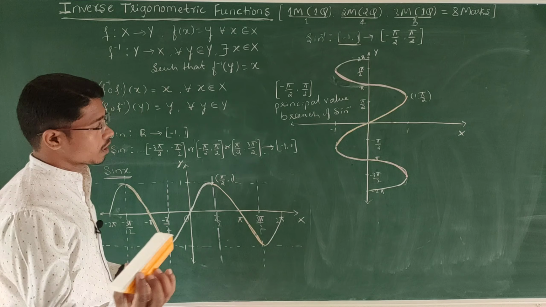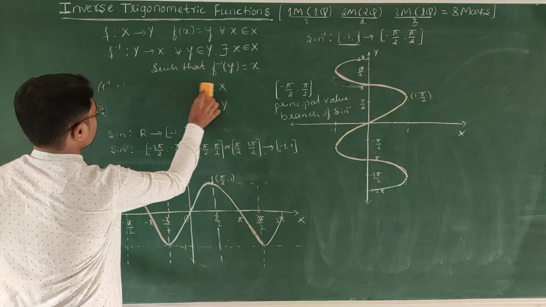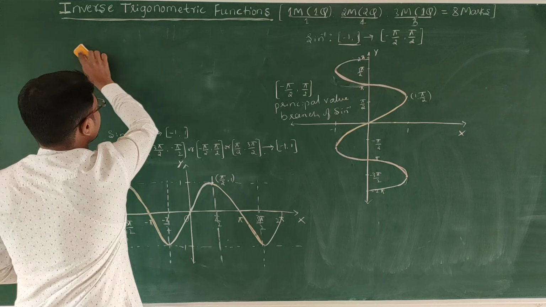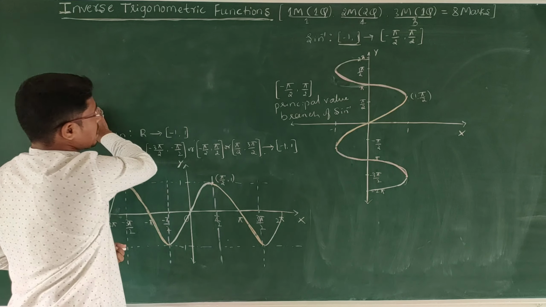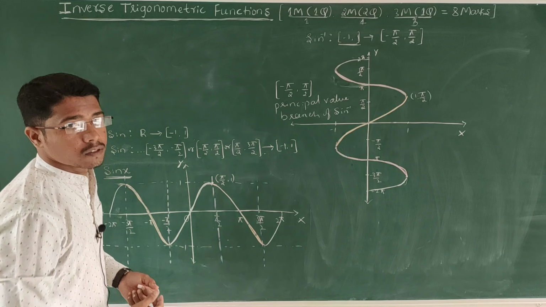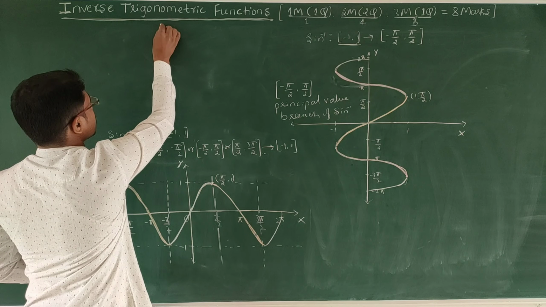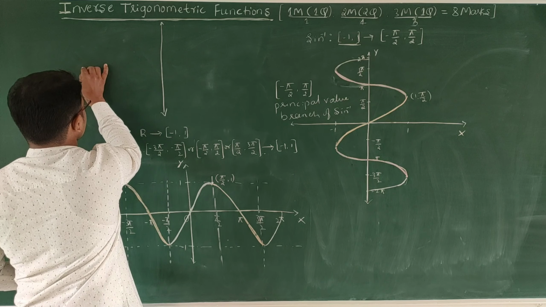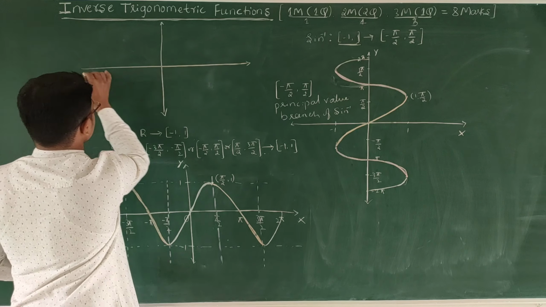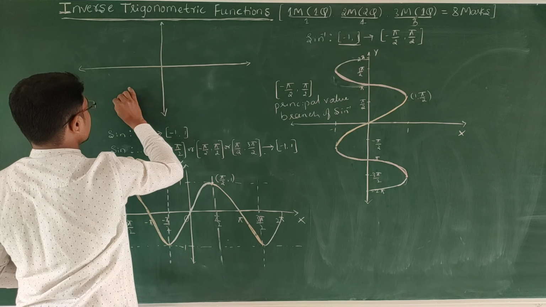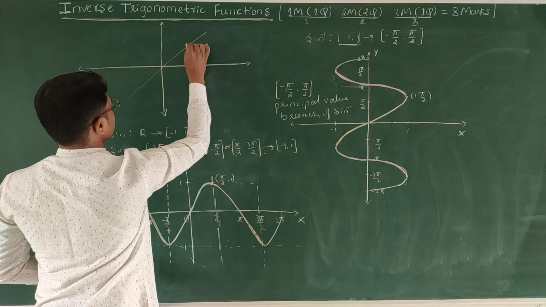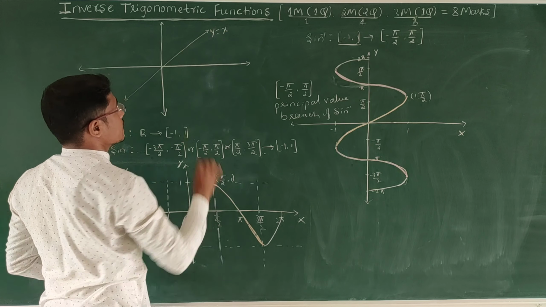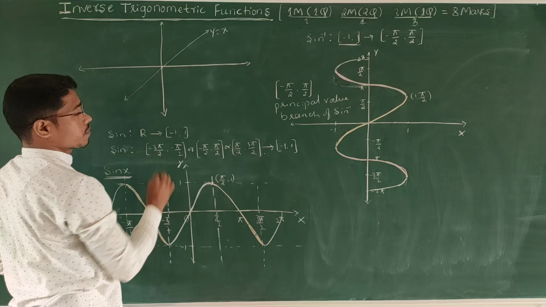So see one property of the sine function, I will draw it here in a very simple diagram. It possesses a mirror image with respect to the straight line y equal to x. So this is the graph. I will draw one straight line. This straight line is y equal to x, and it passes through the center.